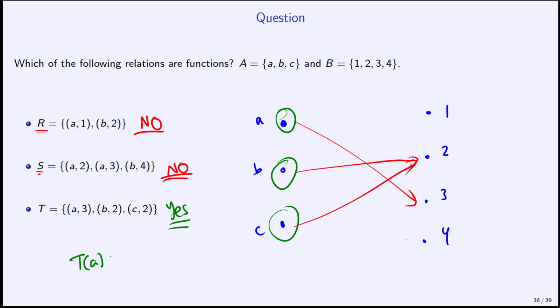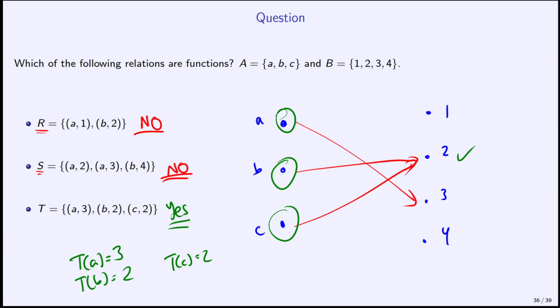So T of A is 3, T of B is 2, and T of C is 2. So this means that A goes to 3, B goes to 2, and C goes to 2. It is perfectly okay for B and C to map to the same thing. It's like in a class, 2 people can get the same letter grade.